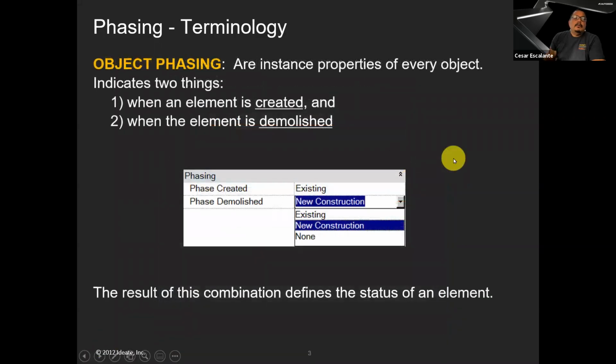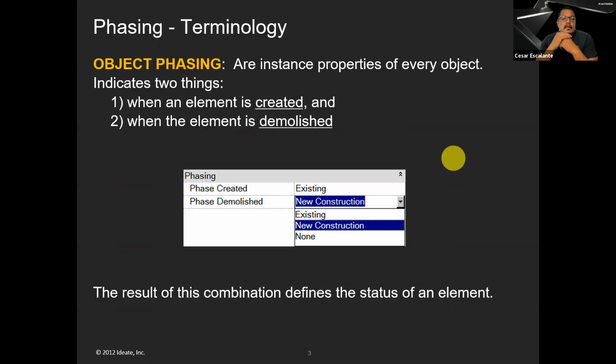All right, then we have something called object phasing. This has instance properties of an object. When you select an object in Revit, all the properties that are listed in the properties window are the unique parameters of that object. And those are called instance parameters.